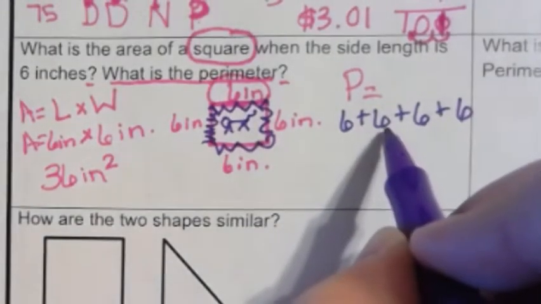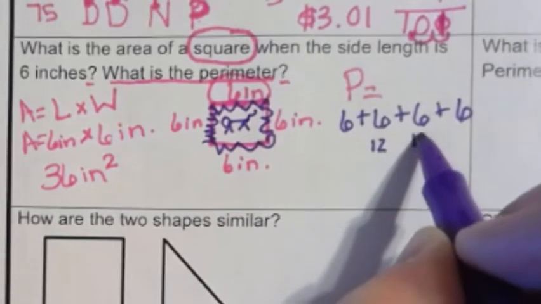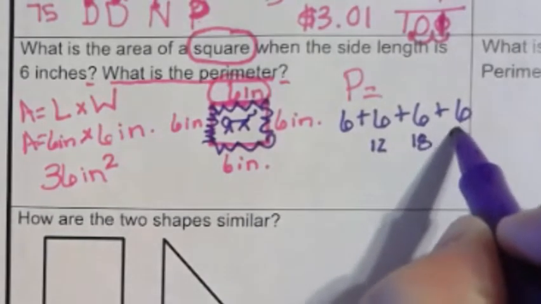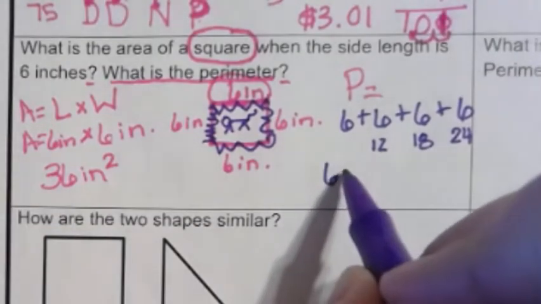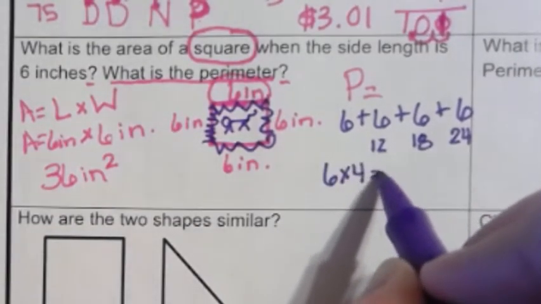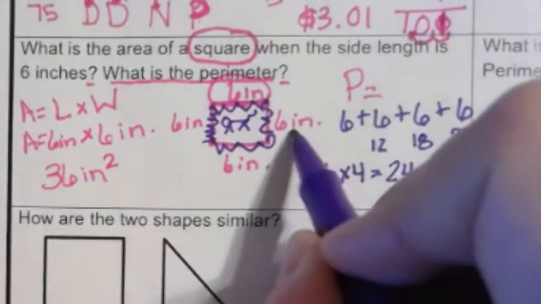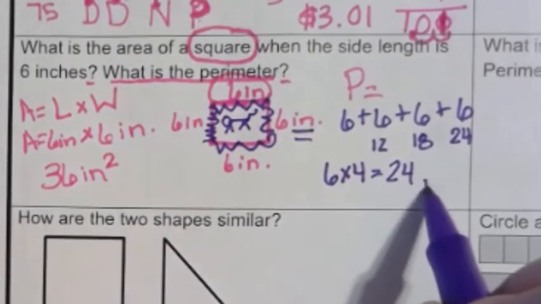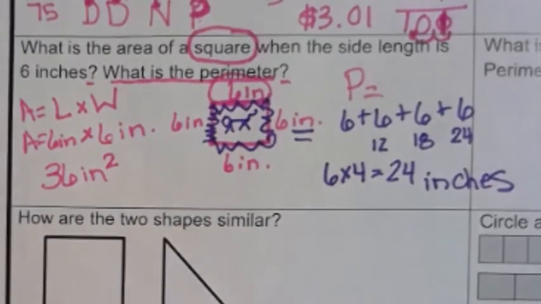So 6 plus 6 is 12. 12 plus 6 is 18. And 18 plus 6 is 24. Those of you that are multiplication whizzes could have also seen that 6 times 4 equals 24. What is our unit? What are we measuring with? We are measuring with inches. So we have 24 inches of lumber that we need to go purchase in order to keep Sparky in his fence. Good job. We are almost there for today.